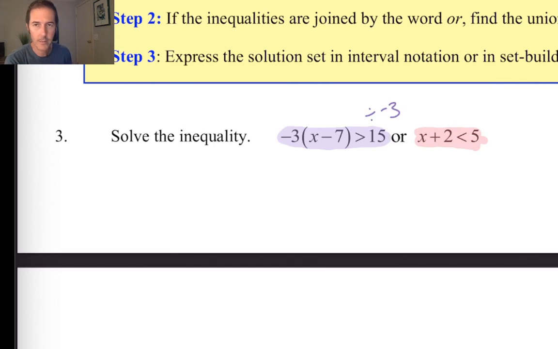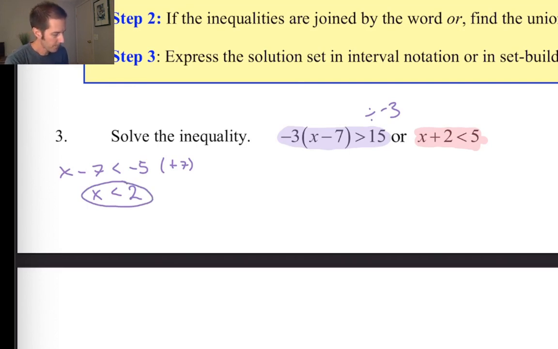And here again, I'm dividing by a negative number, so we'll be flipping the inequality symbol. On the left-hand side, the -3's cancel, leaving us just with x minus 7. Flipping the inequality symbol, 15 divided by -3 makes -5. And then I will add 7 to both sides. So my left side is an x, and my right side is a 2. So x is less than 2. That's going to be part of my solution.